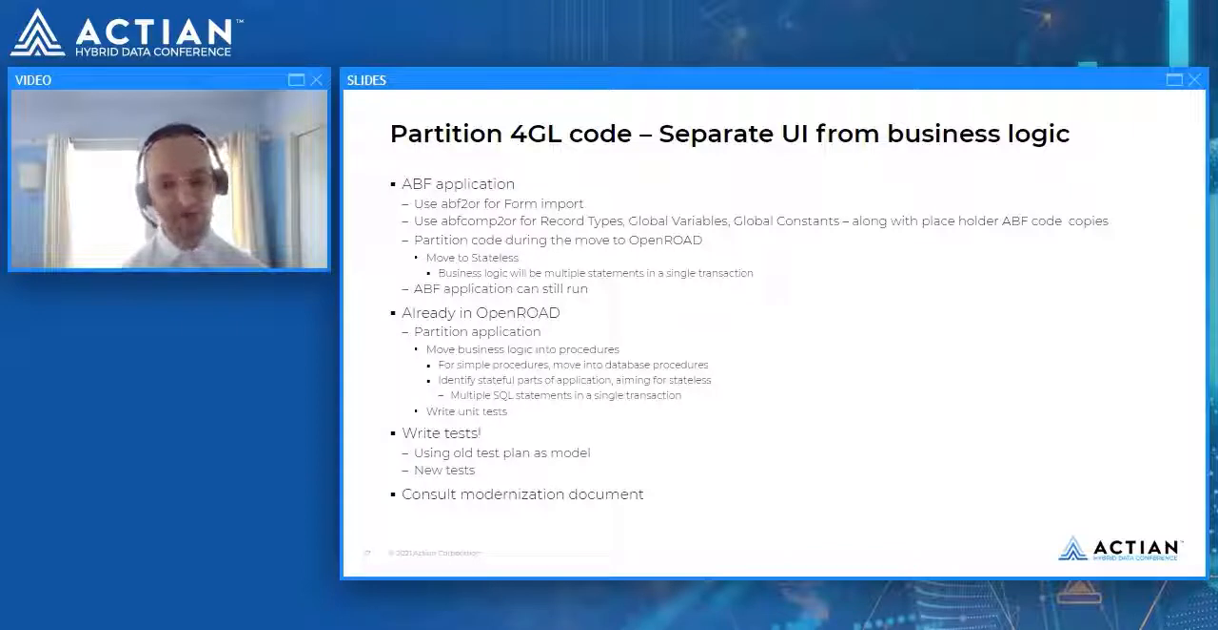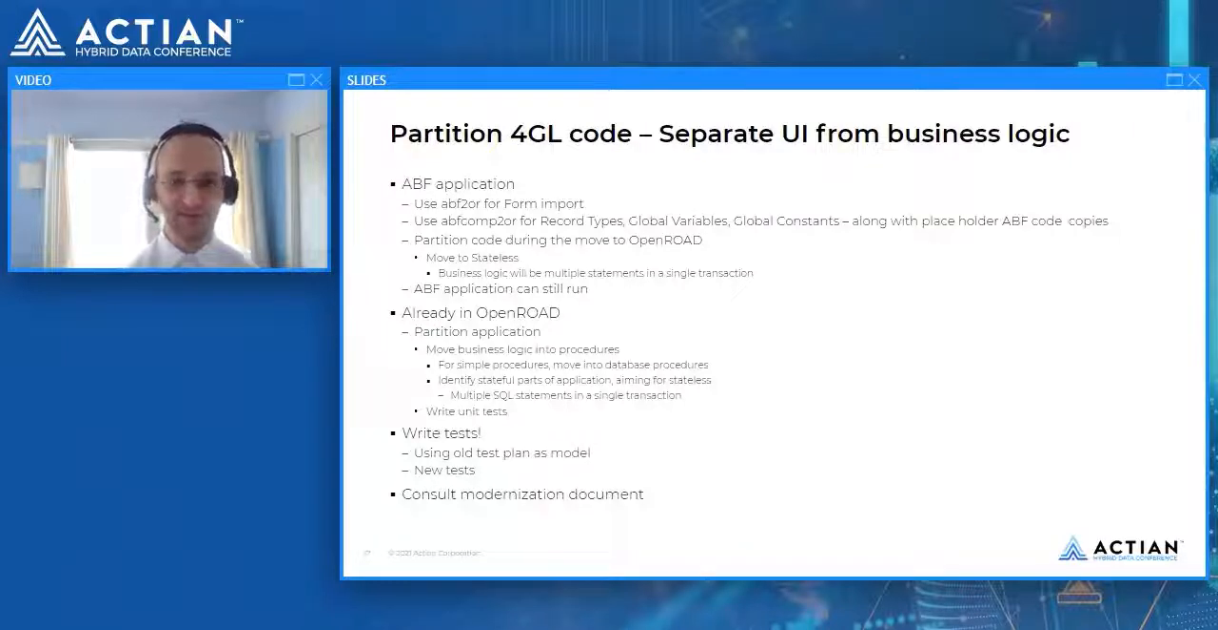For ABF, if you're coming from ABF, use the automated tools wherever you can to import content from ABF. So for forms, that's ABF to OR. For record types, global variables and constants, use ABF component to OR, that's ABF comp to OR. That will also import your ABF source code into OpenROAD in a commented out fashion. So all those components are buildable, and then you can extract what you need inside of OpenROAD using OpenROAD development tools to partition and refactor.